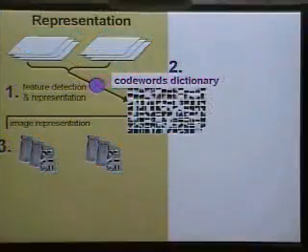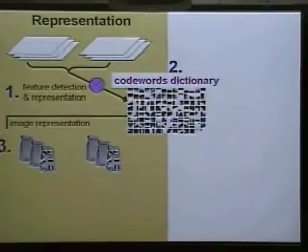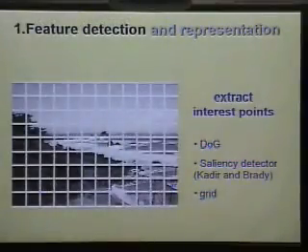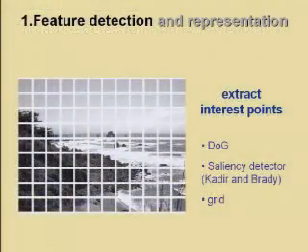How do we represent an image as a bag of words? We'll go through the 3 steps. First is feature detection. We use several things. We use interest point detectors like the ones from David Lowe's group. We also use Kadir and Brady saliency detector. But I tell you, the best is just a simple little grid that goes through the entire image.